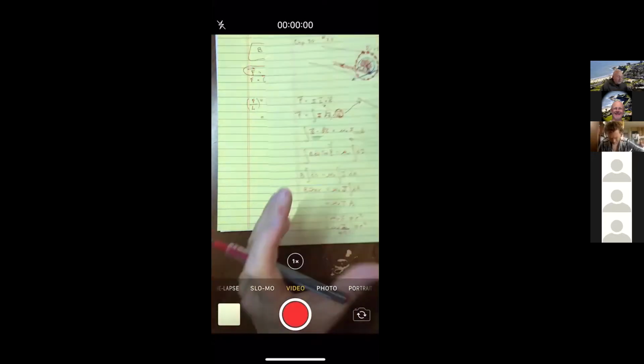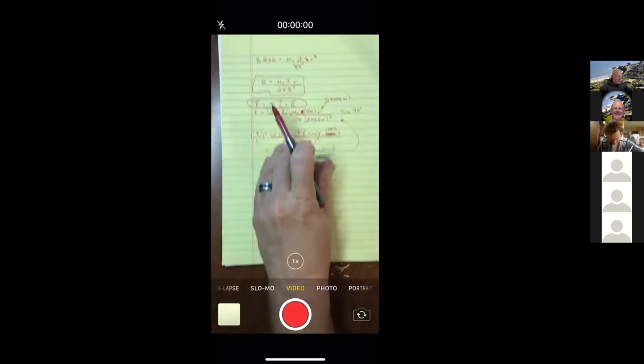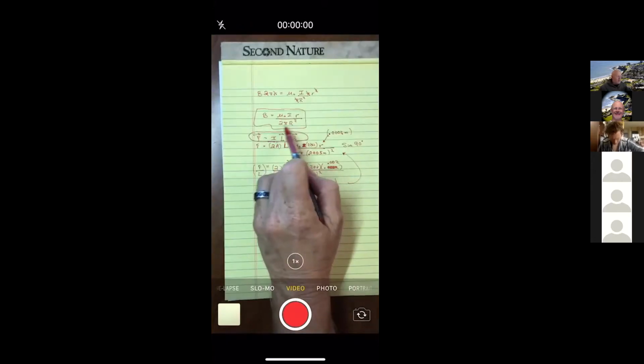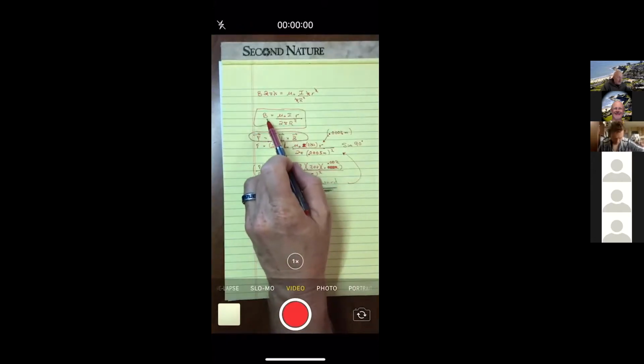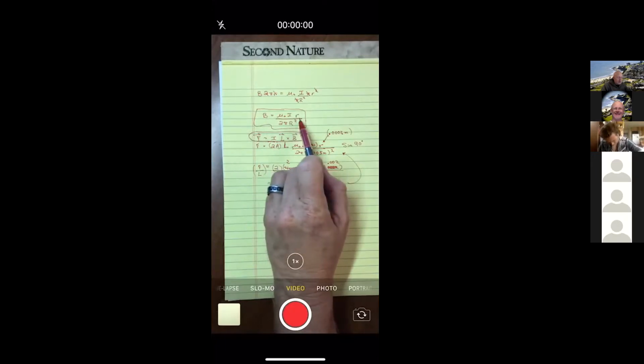They attract the most. And that really comes back to this statement here, that the magnetic field gets stronger as you get further away, at least to the edge of the wire.